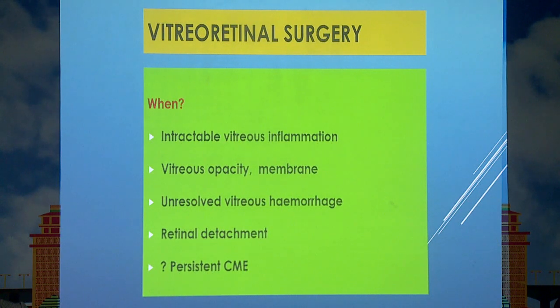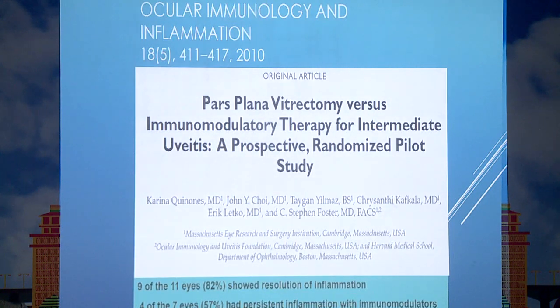And when do you do a vitreoretinal surgery? When there is intractable vitreous inflammation, vitreous opacities and membranes obscuring the vision, unresolving vitreous hemorrhage, retinal detachment, and persistent CME in spite of treatment. There have been studies, pars plana vitrectomy versus immunomodulatory therapy for intermediate uveitis, which confirm that 82% showed resolution of the inflammation. However, 57% had persistent inflammation, so even with immunomodulators you can go in for a vitrectomy.